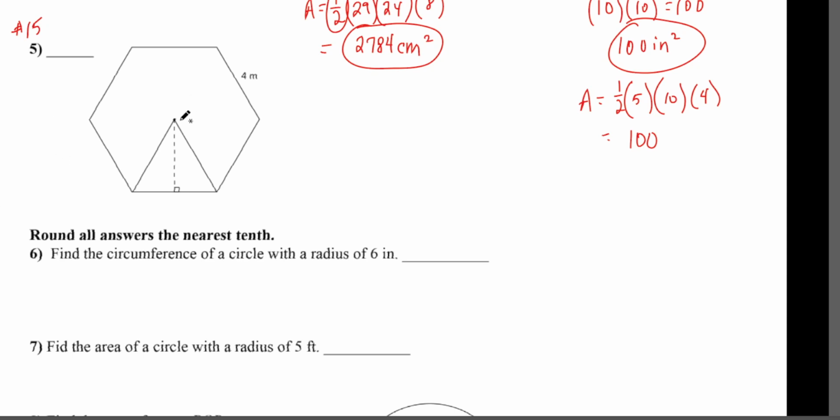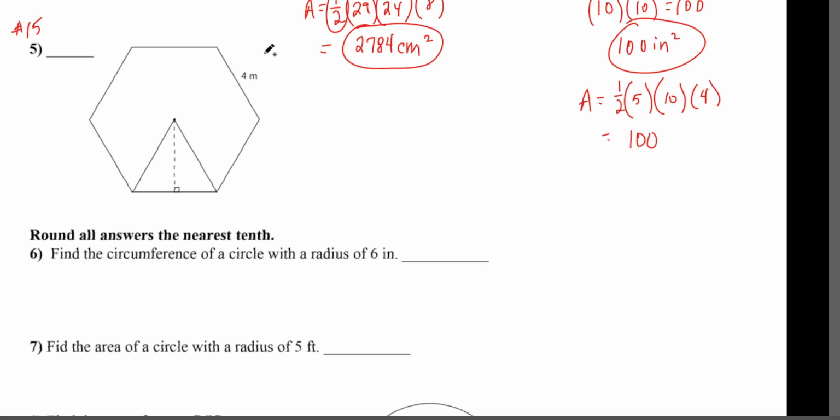All right, here we go. They don't give you the apothem, so we're going to have to find the apothem. They do give you one of the sides, so we can find the perimeter pretty easy. How many sides does this thing have? 1, 2, 3, 4, 5, 6 sides. So what would the perimeter of this be? It'd be 4 times 6, right? Which is 24. So that's easy.